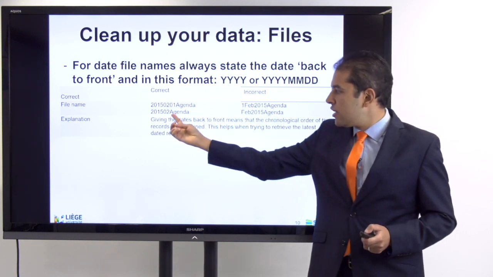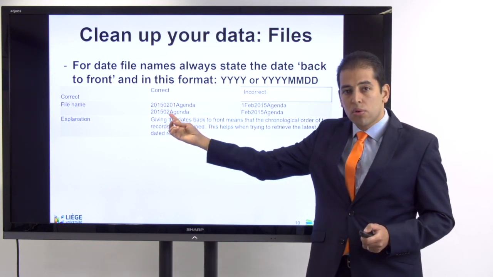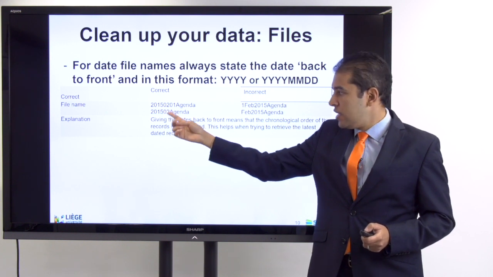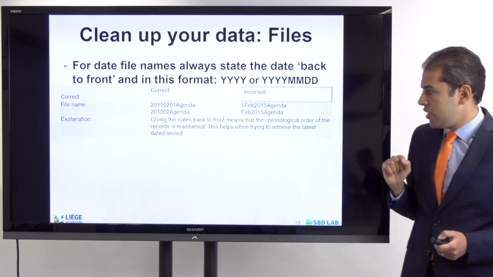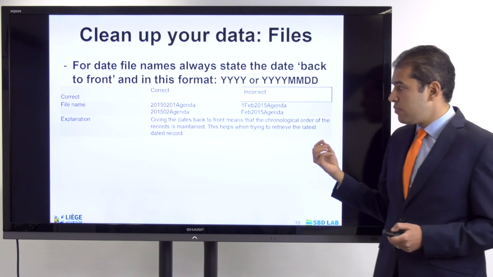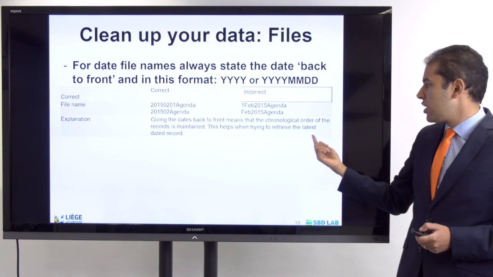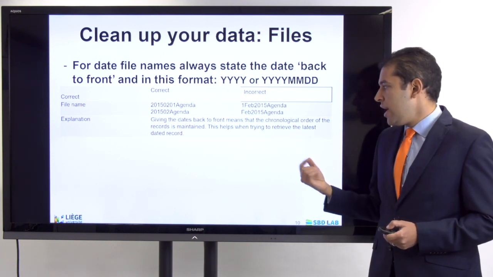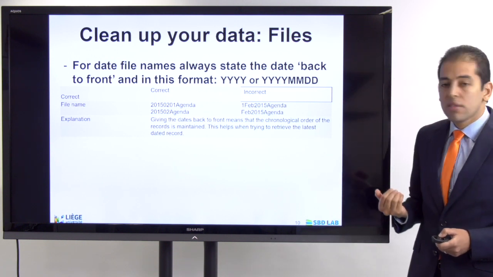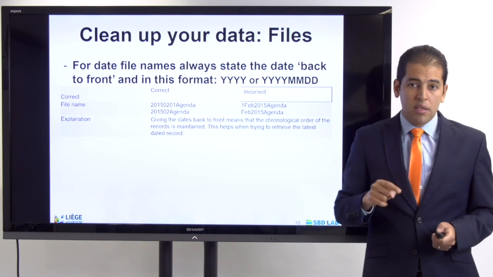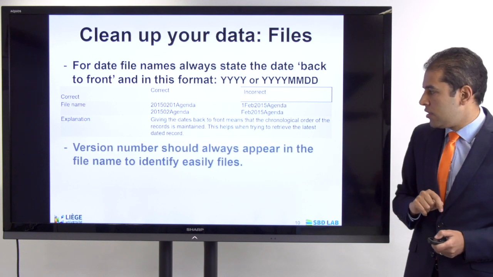Keep into account that you don't need to have an underscore or a space here, so that you can easily search the file very fast. Giving the dates back to front means that the chronological order of the records is maintained, and this helps when trying to retrieve the latest dated record, and again, if you are looking to copy your data easily.